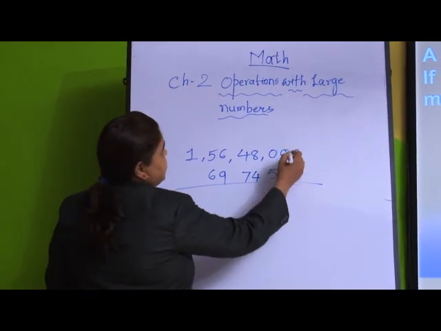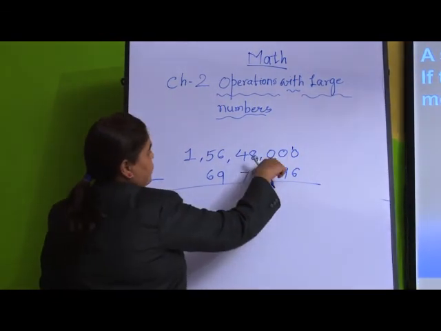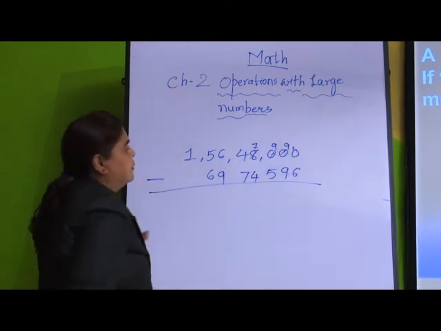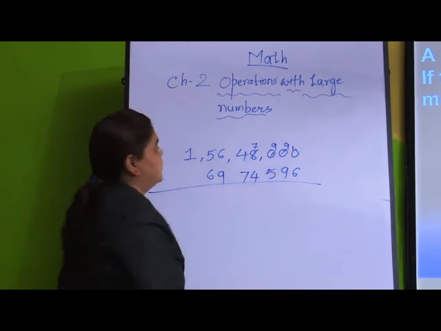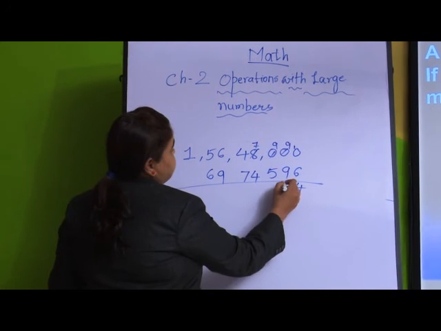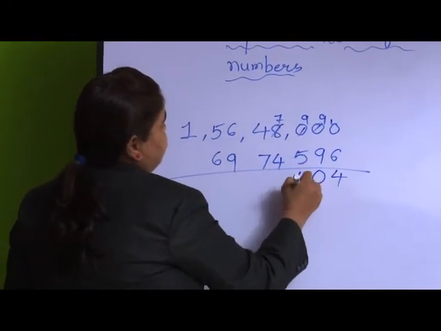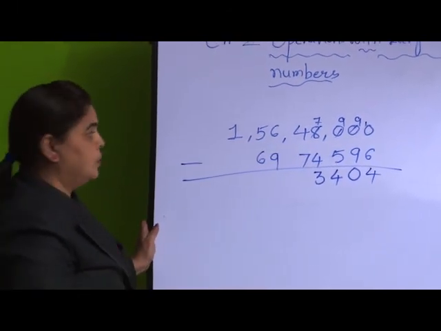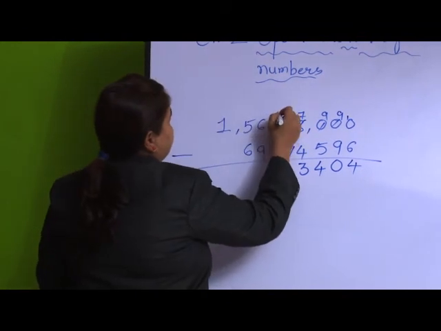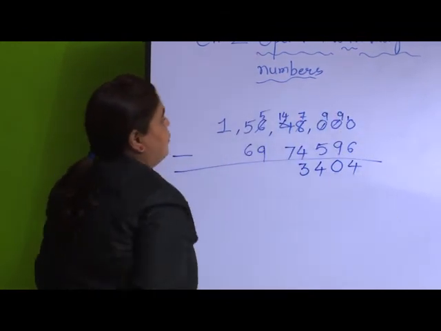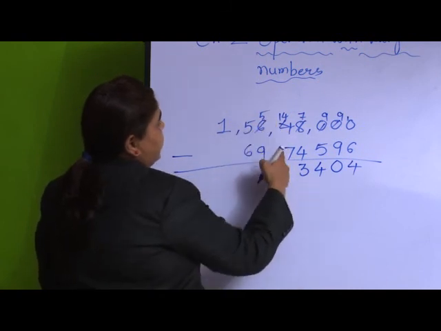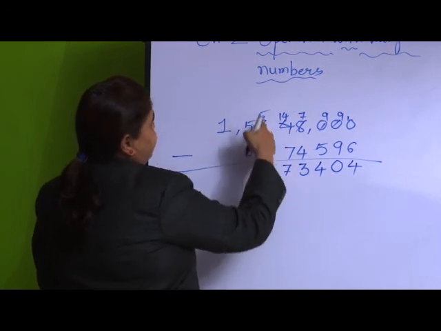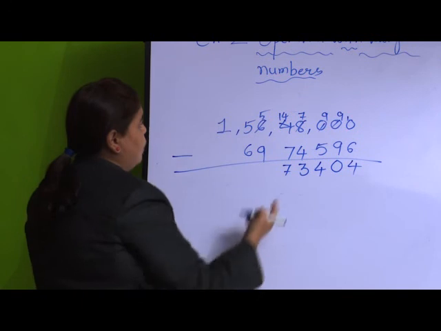I can't do 0 minus 6, so I have to borrow from my friend who is not having anything. So again I will go to my next friend who has something. So 10 minus 6 is 4, 9 minus 9 is 0, 9 minus 5 is 4, 7 minus 4 is 3. Can I do 4 minus 7? No. So again I have to ask my friend. So here will be 14, and the number before is 5. 14 minus 7 is 7, because you know 7 twos are 14. Can I do 5 minus 9? No. I have to ask my friend.